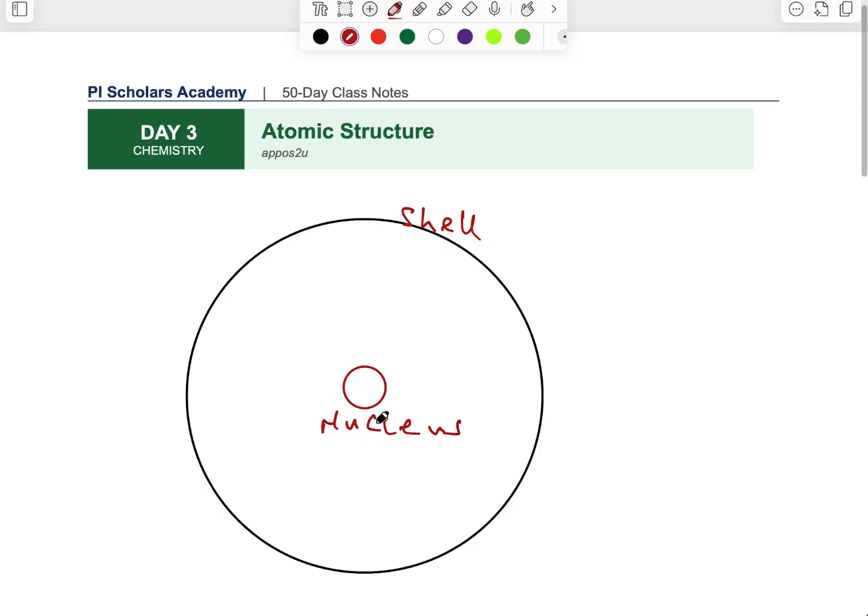So the nucleus is actually the place where the mass of an atom is concentrated. You can regard all this shell like this, the mass is actually negligible compared to the entire mass of the atom. So this is where the mass of the atom is well concentrated. Take note of that first. At the nucleus is where the mass is well concentrated.